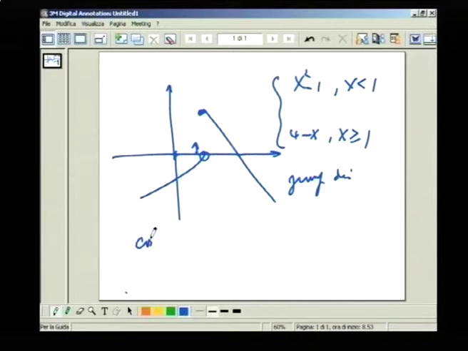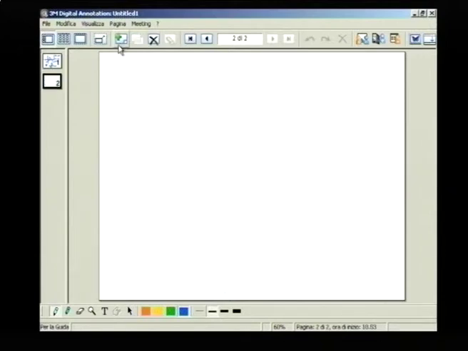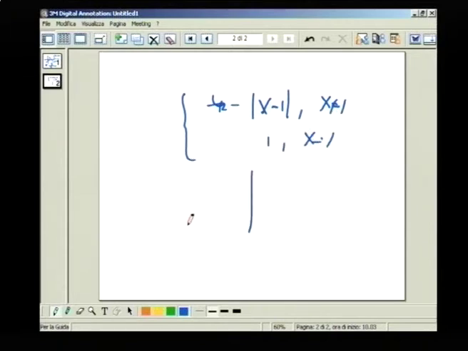Again, when you have, for example, cosine x over x, now you have cosine x equal to 1 at x equal to 0. So you may have something like this. This is an infinite discontinuity. So you always have many types of discontinuities. Or for example, you may have something like this: 4 minus modulus of x minus 1 at x not equal to 1, and 1 at x equal to 1. So you have something like this. This is the removable discontinuity.